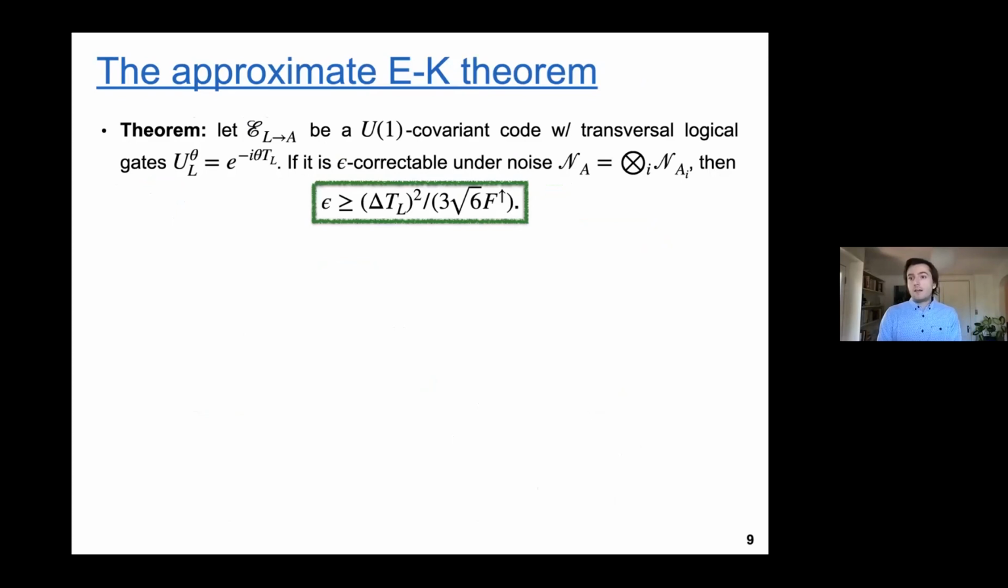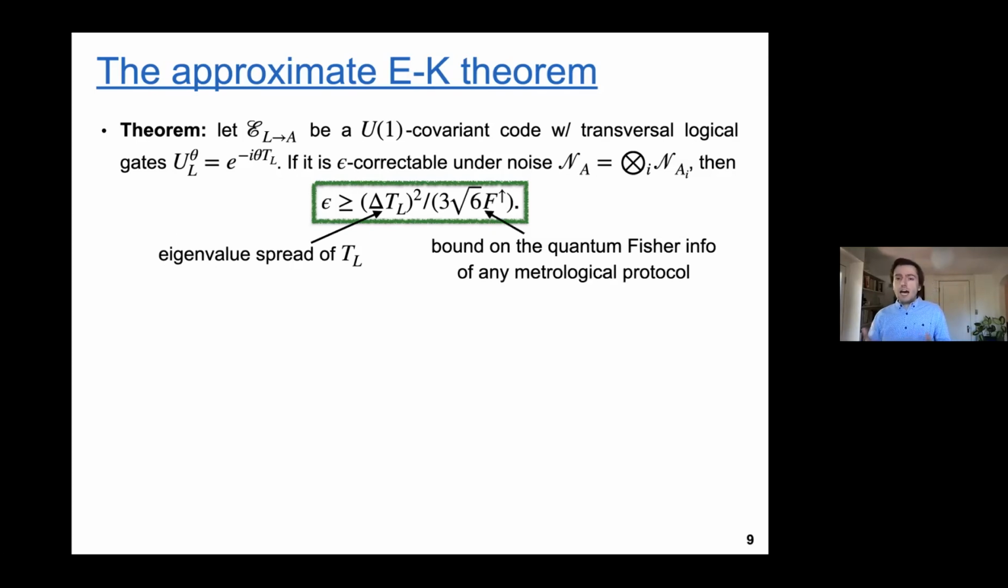So in its approximate version, the theorem says the following: let E be a U1 covariant code with transversal logical gates, and those are the rotations generated by the generator TL. If the code E is epsilon correctable under noise n, then epsilon is lower bounded by some quantity. What goes into that quantity is basically the eigenvalue spread of the generator of the logical rotations and some quantity f up, which is a bound on the quantum Fisher information of the output of any metrological protocol. So it's some quantity we can calculate.